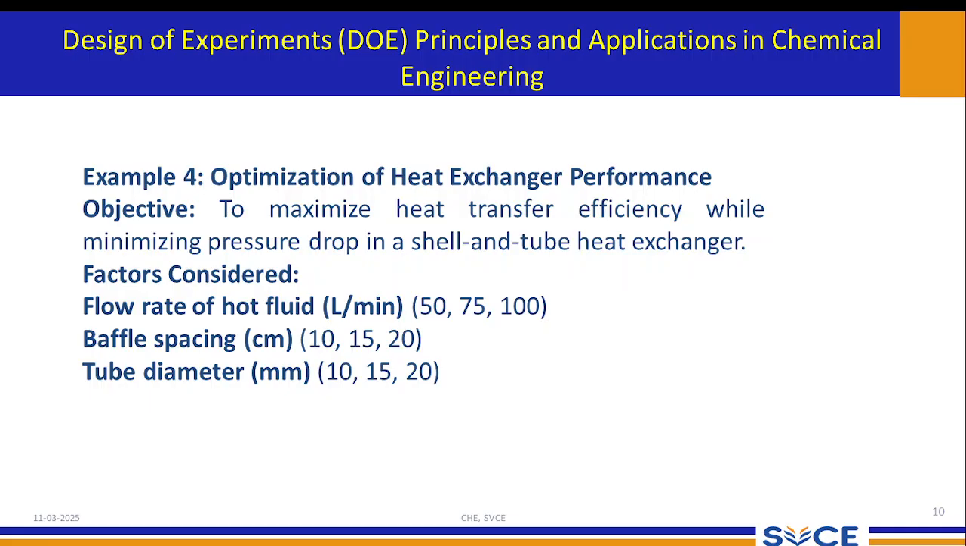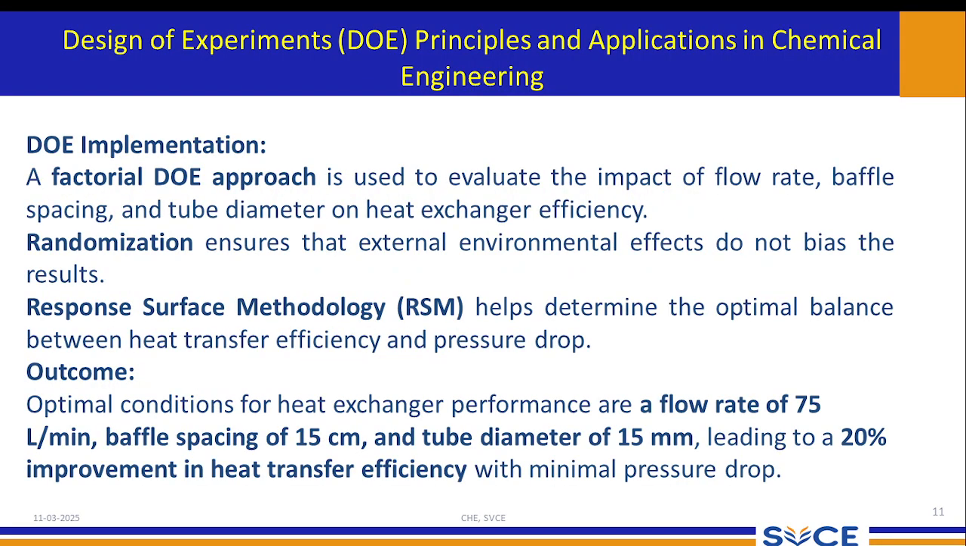Okay, so the factors which need to be considered here are multiple variables. So the factorial design approach, the design of experiments approach, is used to evaluate the impact of flow rate, baffle spacing, and tube diameter on heat exchanger efficiency. Randomization ensures the external environmental effects do not bias. So in order to avoid the bias, randomization is applied.